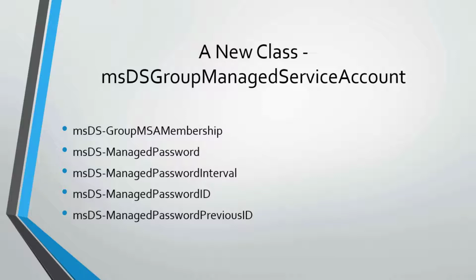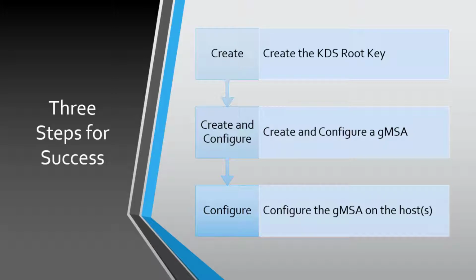The next two, msDS-ManagedPasswordId and msDS-ManagedPasswordPreviousId, are the key identifier used by the key distribution service, KDS, to generate the current password, and the key identifier that was used in the previous password's generation. It's not critical to know these to be able to deploy and use GMSAs, but I think it's great to have in the background so that you have a good understanding of what's going on when you deploy these in your environment.